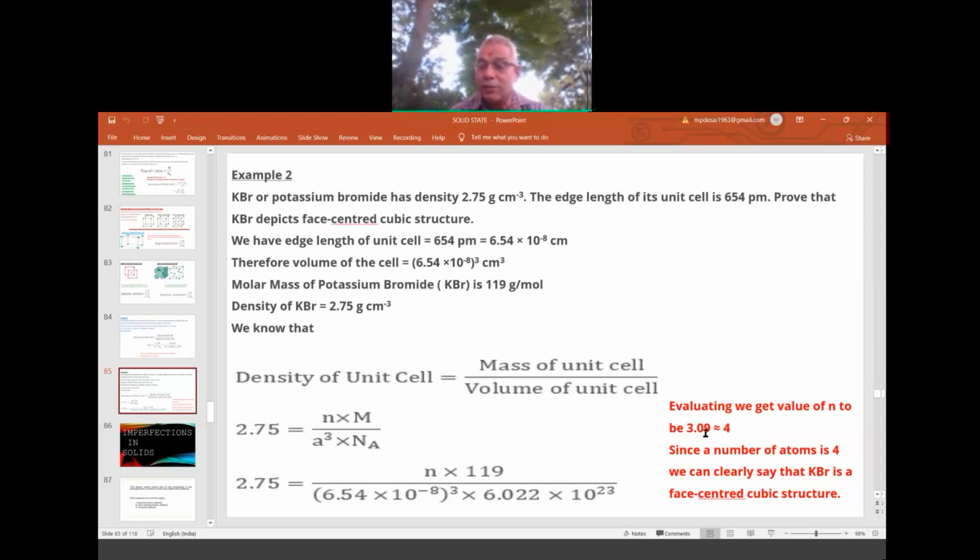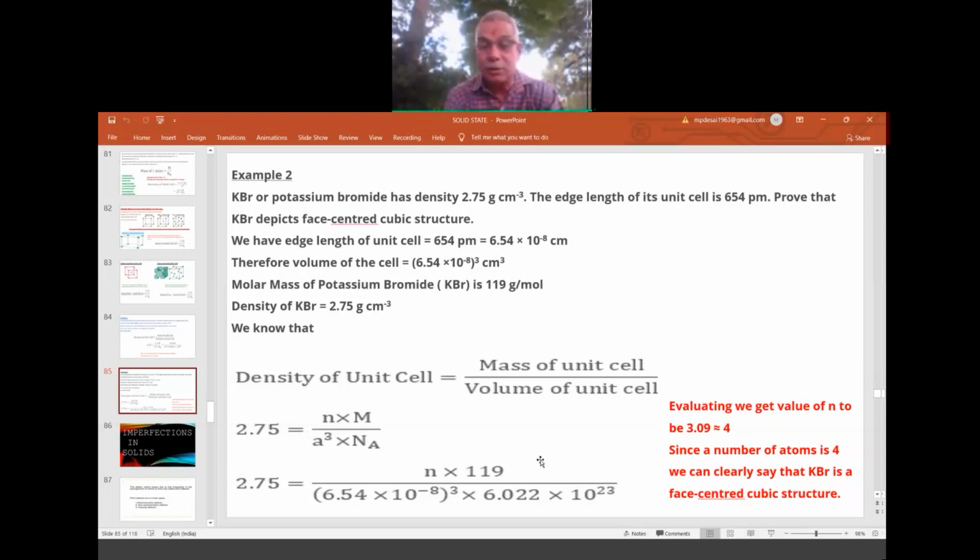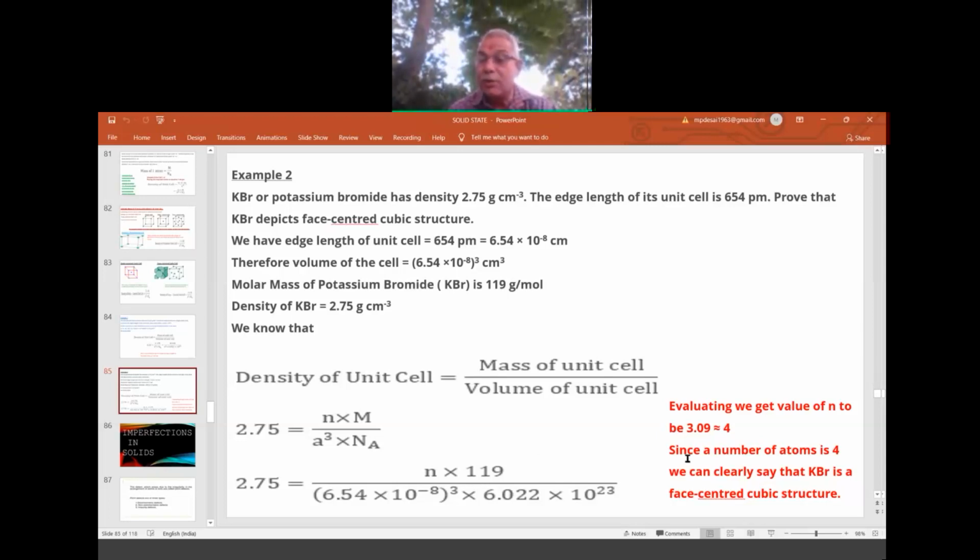So kindly check whether it is 3.99 or 3.09. I have done with normal calculation. So using your calculator, please calculate. That gives you the answer which is close to 4. So I have taken n equal to 4. Because n equal to 4, number of particles equal to 4 in the unit cell, and 4 is because of FCC only. That proves that it is FCC. In this way, we can prove it.